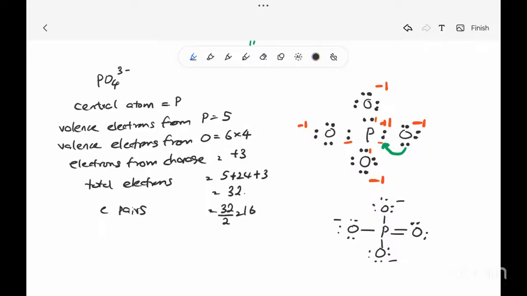If there are any questions, you can ask me. Yeah? I have opened the chat window as well. Yeah. So this is PO4 3 minus ions.